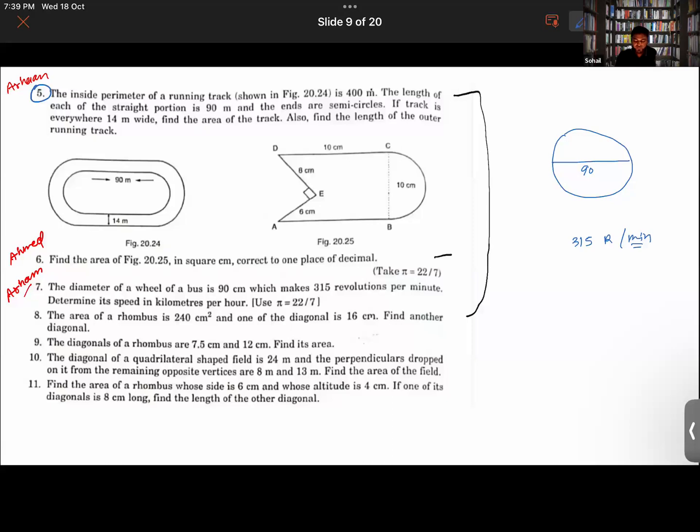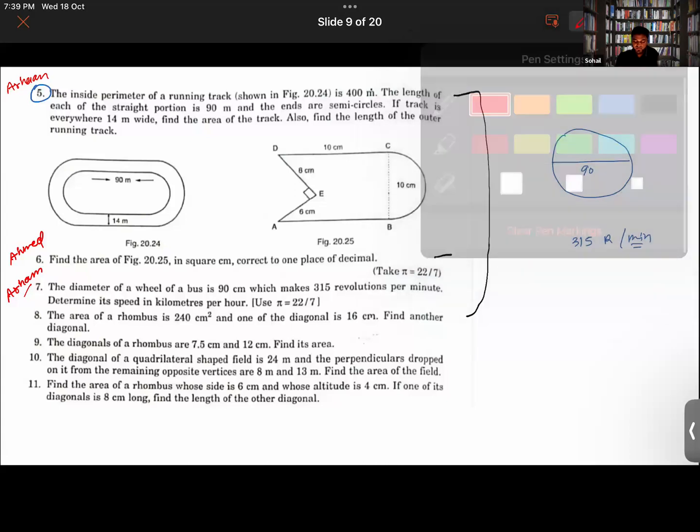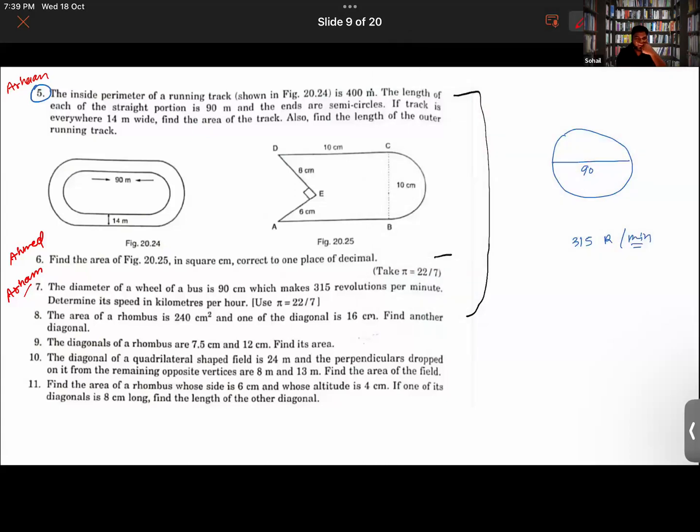Right. So first you will see what are the values that are given. Then you will see, we know what the perimeter is. Perimeter is 2 pi r. Getting it now? So radius here will be 90 upon 2, 45. Perimeter can be found out. So one perimeter will mean what? One revolution. One perimeter will be equal to one revolution, will it not? Getting it or not?